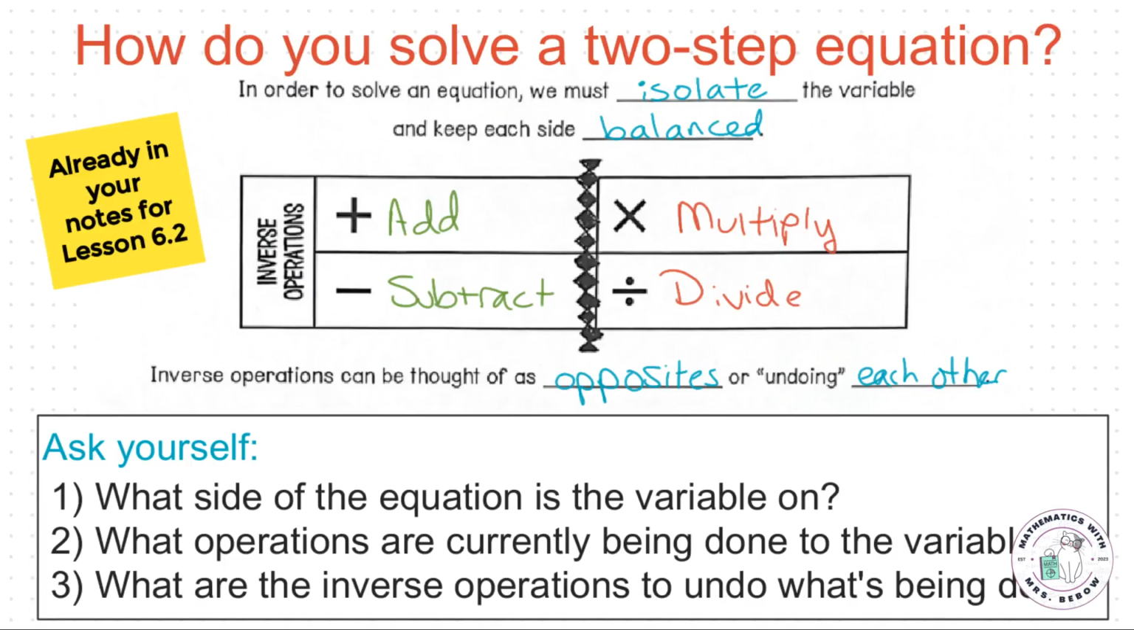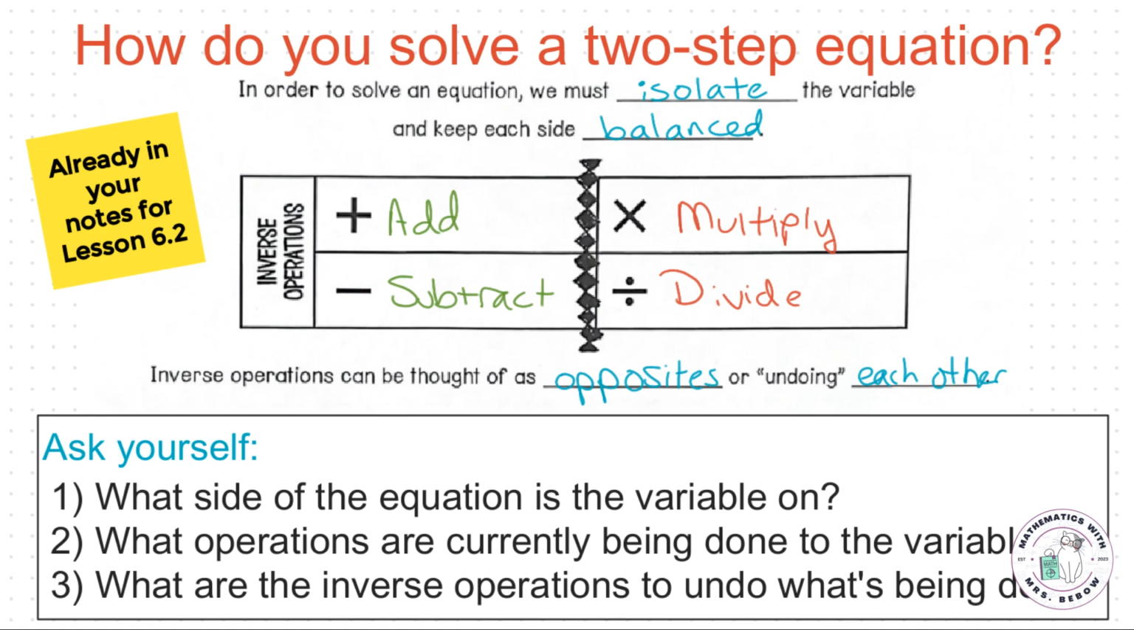As a reminder, and these should already be in your notes for my students, how do we solve a two-step equation, or really any equation? In order to solve an equation, we must isolate the variable and keep each side balanced, right? So whatever we do to one side of our equation, on one side of that equal sign, we have to do the same operation to the other side. Inverse operations, as a reminder: we have addition and subtraction as one set of inverse operations, right? If I add something and then subtract that same something, it's going to undo it. And then multiplying and dividing are inverse operations as well.